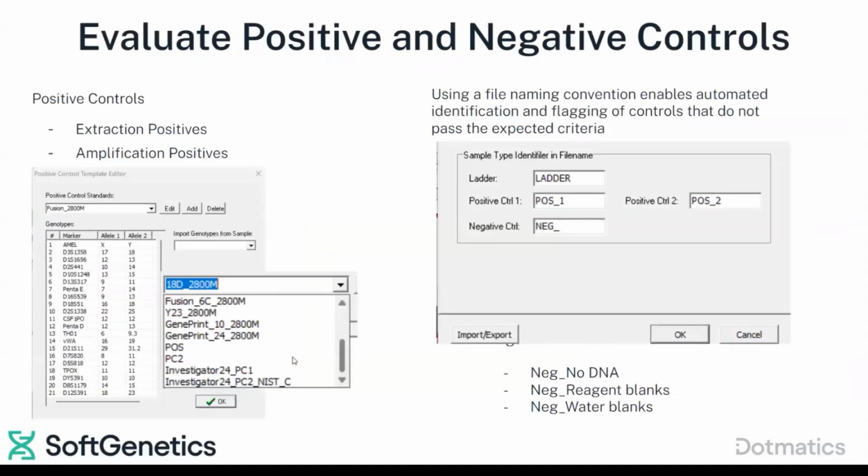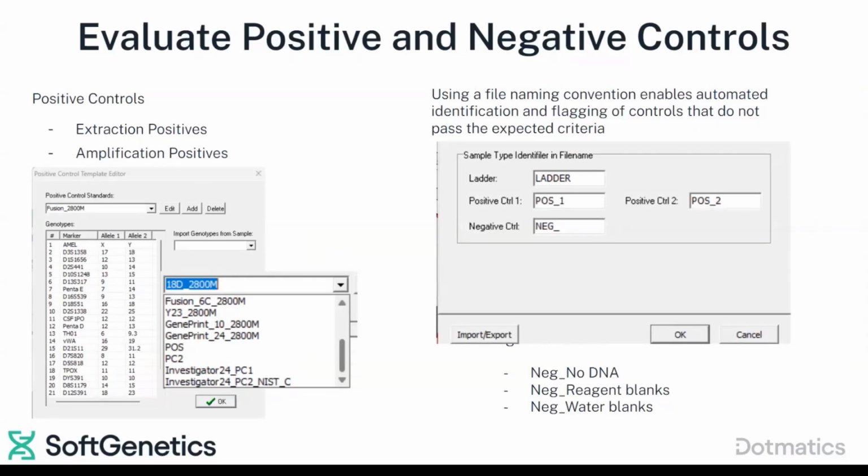So, evaluating positive and negative controls. Positive controls are typically amplification positives that are supplied with the chemistry. So those would be like 2800M, which we see a lot in here, NIST-C. A standard DNA that's available to everybody, and the genotype from that particular kit.